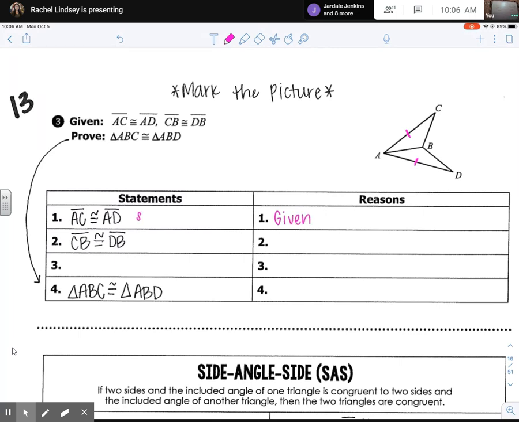We just proved a set of sides were congruent. So then it says CB is congruent to DB. So I'm going to mark those. CB congruent to DB. And how did I know that was true? Because it's part of my given.